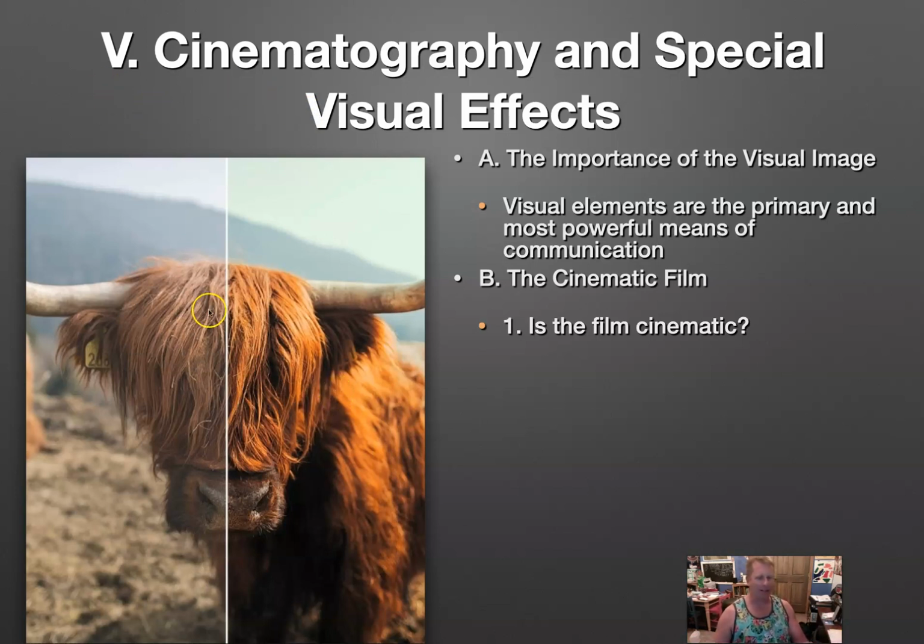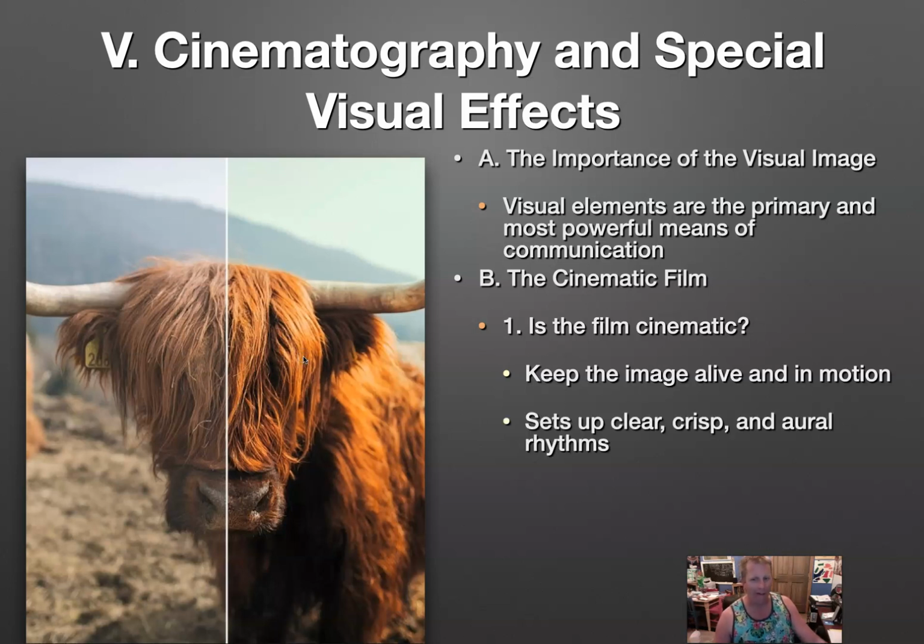So this is some special effects here on Photoshop. On the left is just a normal picture. On the right, with some different coloring techniques, it looks almost like a movie. Does the cinematography keep the image alive and in motion? Does it set up clear, crisp rhythms? Does it give the illusion of depth?